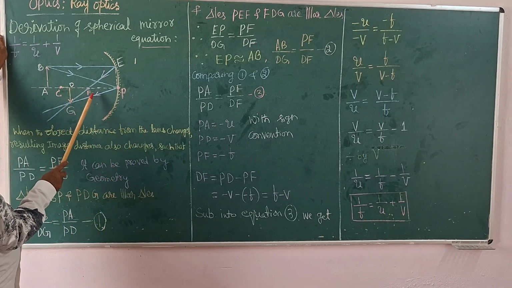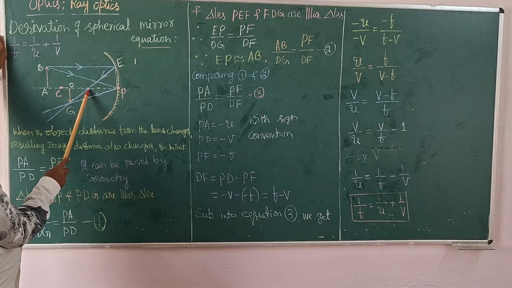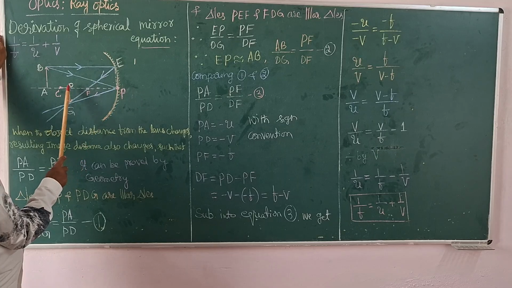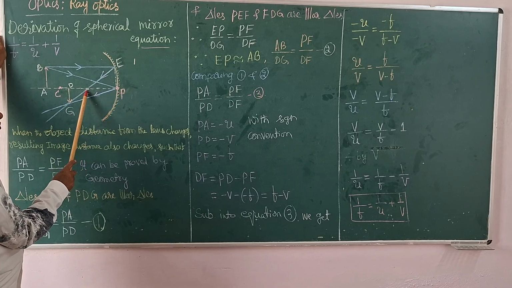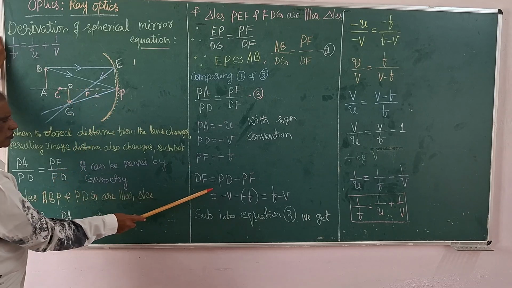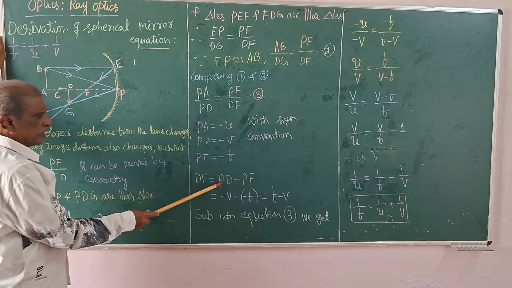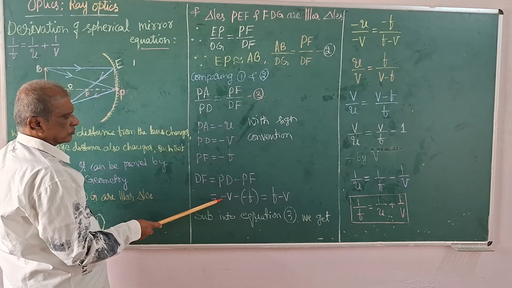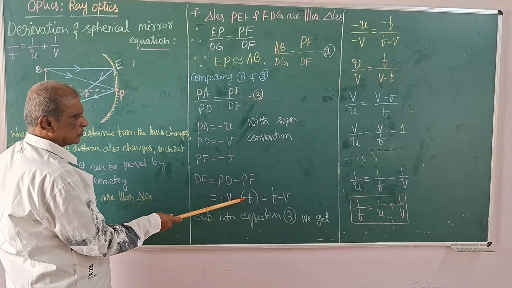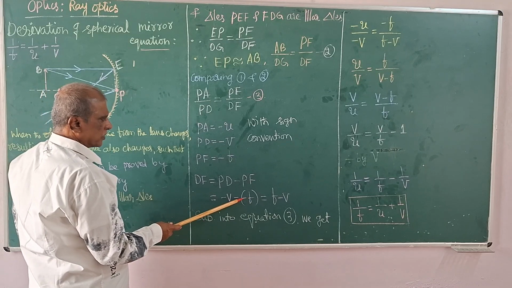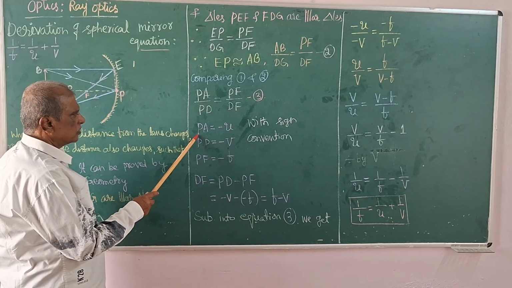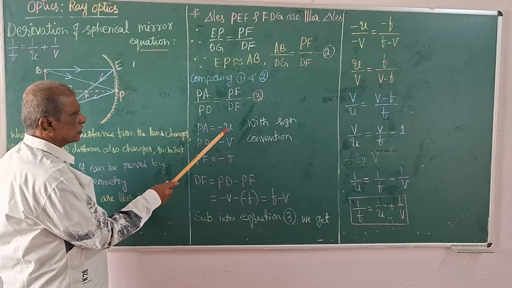And this distance DF. Let us write this DF in standard form. That is DP minus PF. This distance minus this distance is the distance. PD is minus v, sign convention, minus is there. PF is minus f. Simplify. This becomes plus f minus v. Now we have all these distances with sign convention.